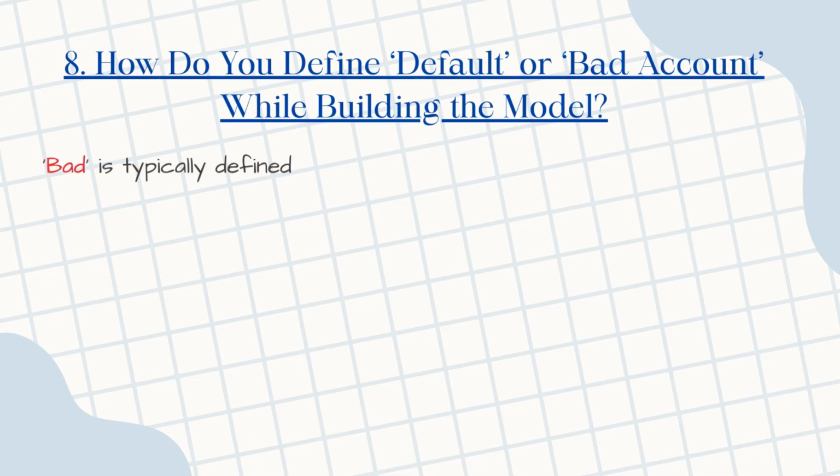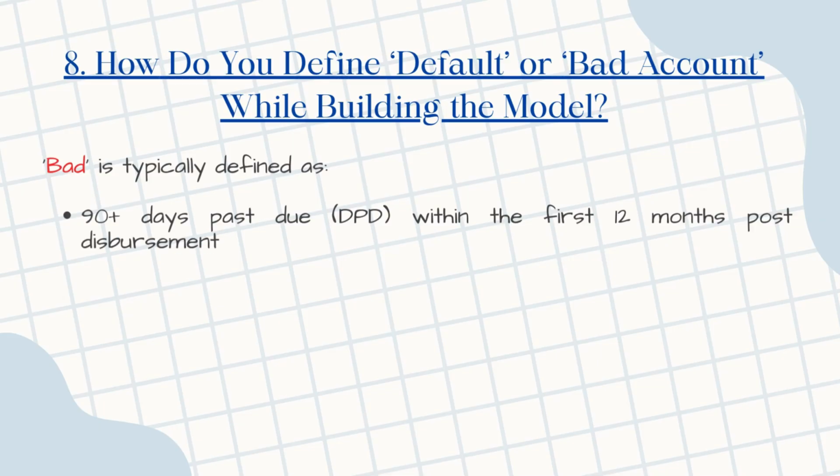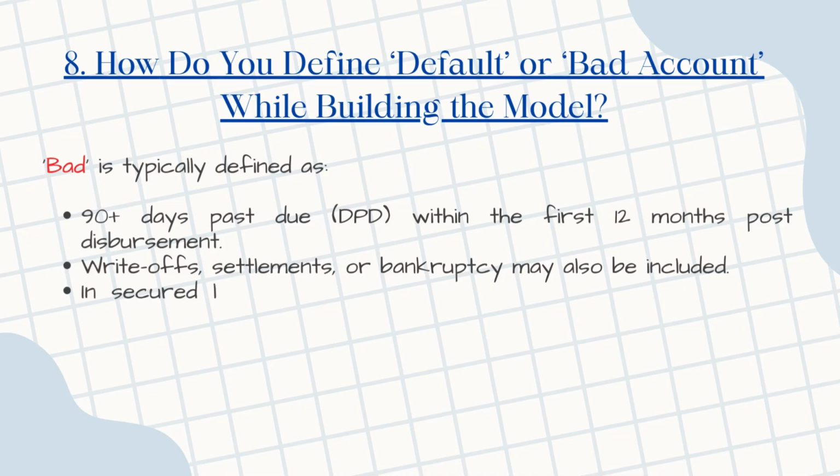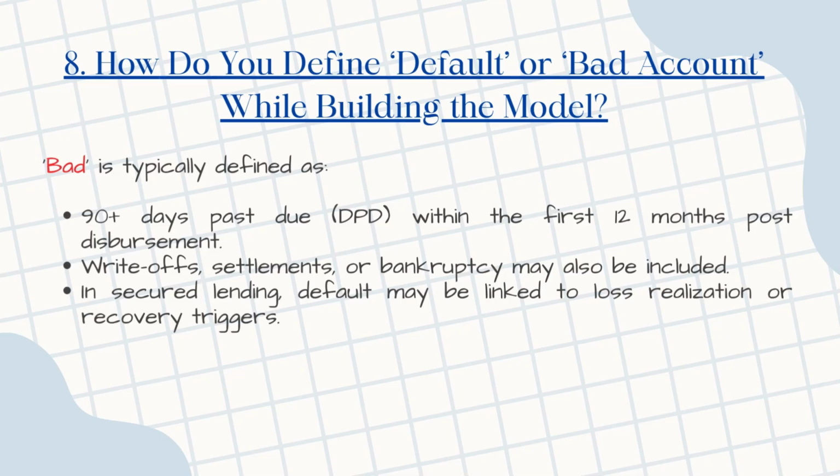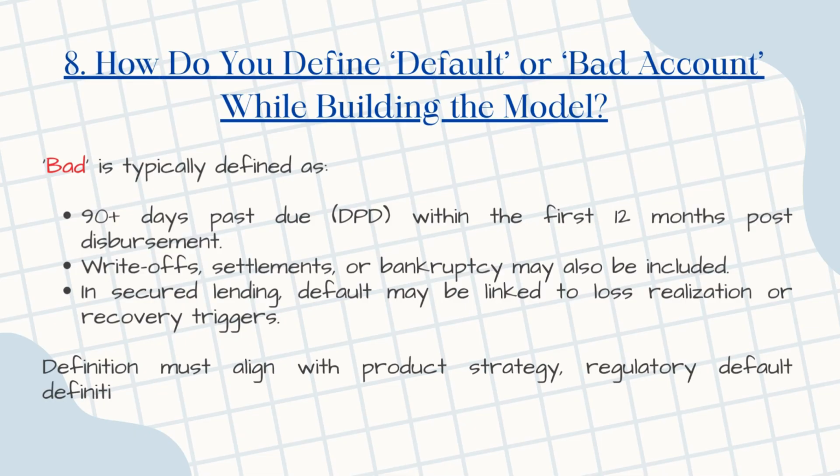So bad is typically defined as 90 plus days past due, 90 plus DPD within the first 12 months post disbursement. Write-offs, settlements or bankruptcy may also be included. In secured lending, default may be linked to loss realization or recovery triggers. Definition must align with product strategy, regulatory default definitions like IFRS 9, Basel and the available data.